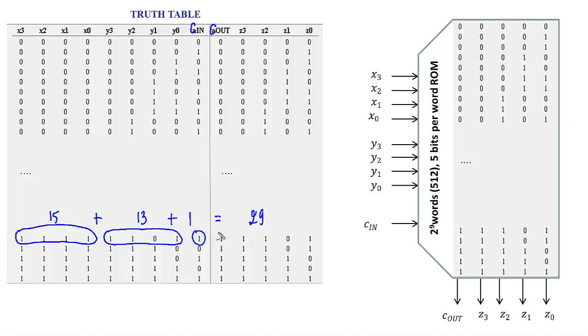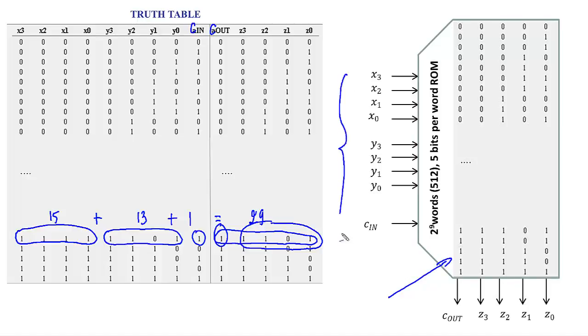and you can check that this vector represents 29, so that the output carry will be equal to 1, and the output Z3 down to 0 will be equal to 1101. Then all those values are stored within a read-only memory addressed by 9 address bits that are the circuit inputs.